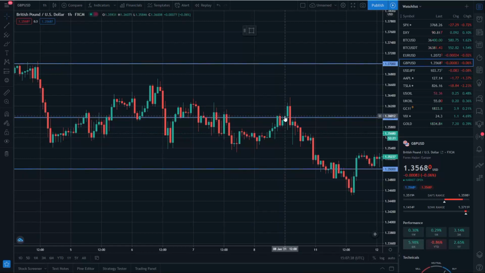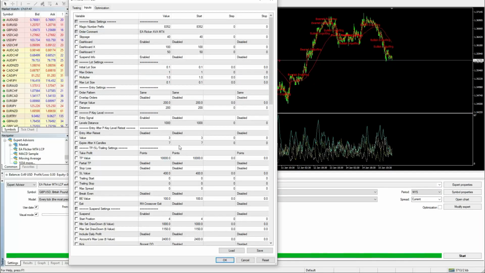Okay, 1, 2, 3, and then it expires in the next 7 candles. So that's what this thing does. Okay, so you retest value 3. If you set this to 3, it will only place a position starting from the next 3 candles, and then that position, if it's not taken, or price has gone up or below it, will expire after the 7th candle. Okay, so this is what it does.